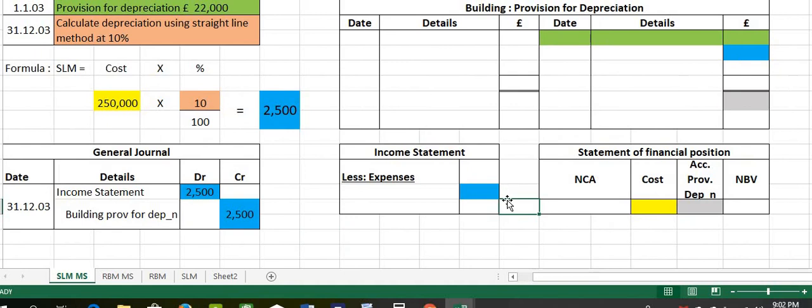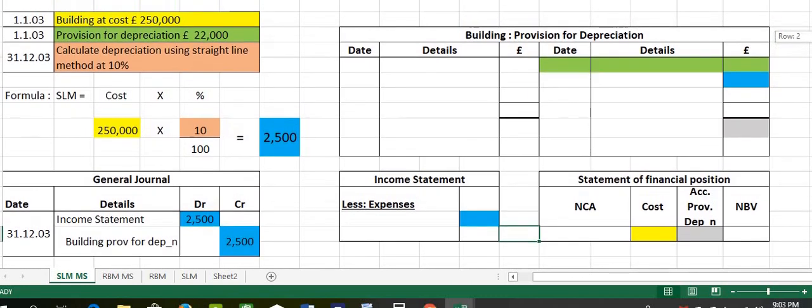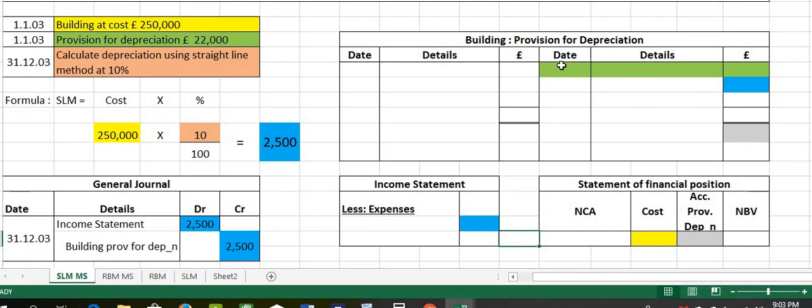Now let's see how it can be transferred to a ledger, which is the building provision for depreciation account. First of all, we enter the opening balance of the provision for depreciation of building. Provisions usually have a credit balance. Therefore, you enter it on the credit side of the ledger as at 1st of Jan 2003, and usually the opening balances are written as brought down, BD, depending on whether it's debit or credit.